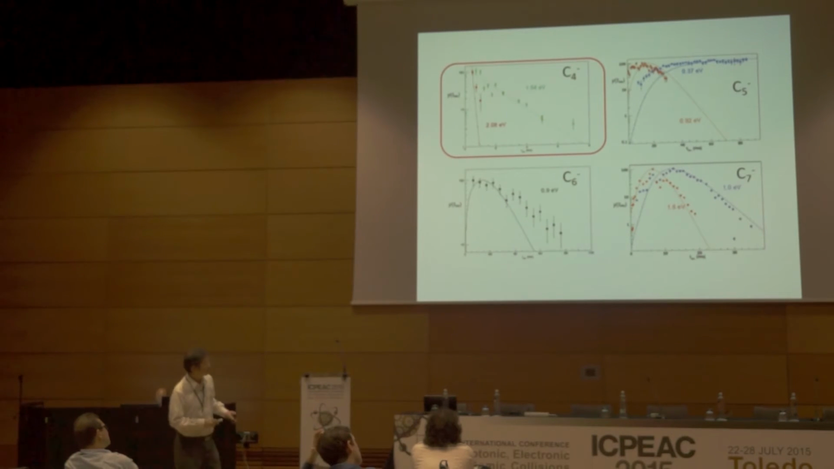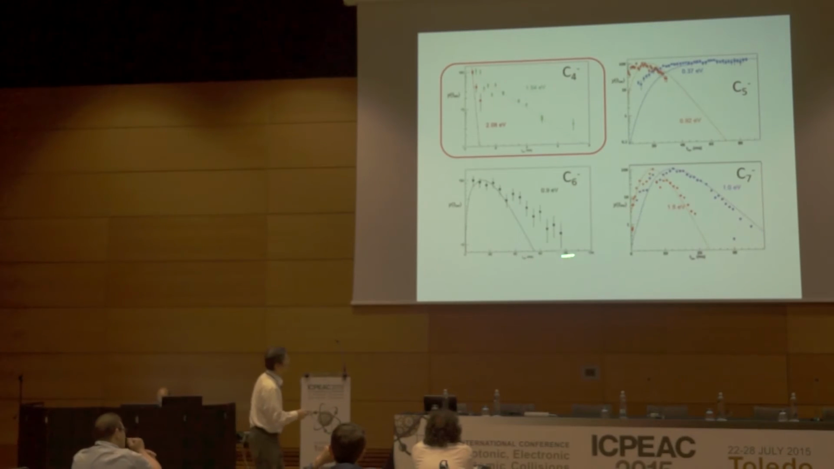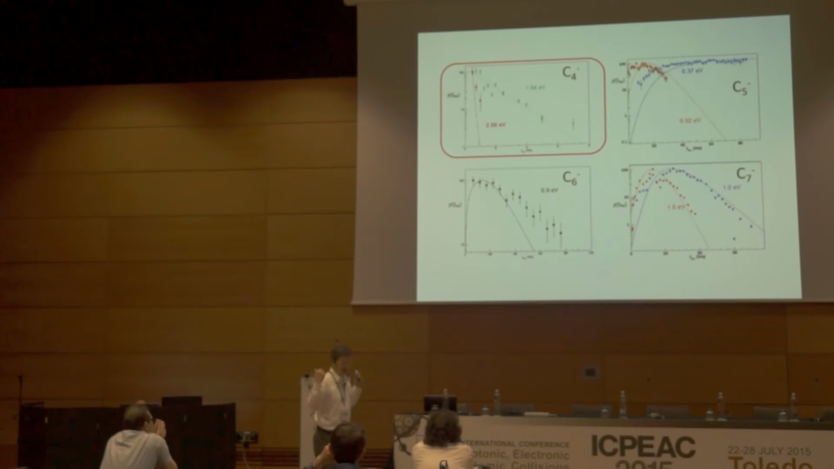For C4 minus, the decay is much faster. The full scale is just 6-8 milliseconds. Others are 100 or 50 something. But anyway, it's much faster for C4 minus. And you can see the storage time dependence is nearly exponential.